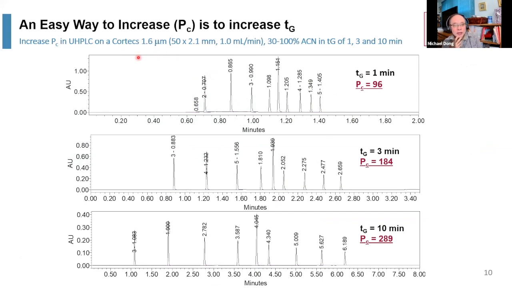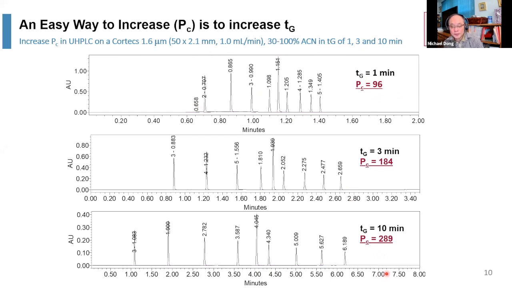If you use UHPLC, I use one of the best columns, Waters 1.6 micron SPP, a superficially porous material, a very small column, at 1 mL per minute with this gradient. Gradient times are 1 minute, 3 minutes, and 10 minutes. I measured the average peak capacity. I get a peak capacity of 96, about 100, for a 1-minute gradient. If you use a 10-minute gradient, you can go up to a peak capacity of 300.